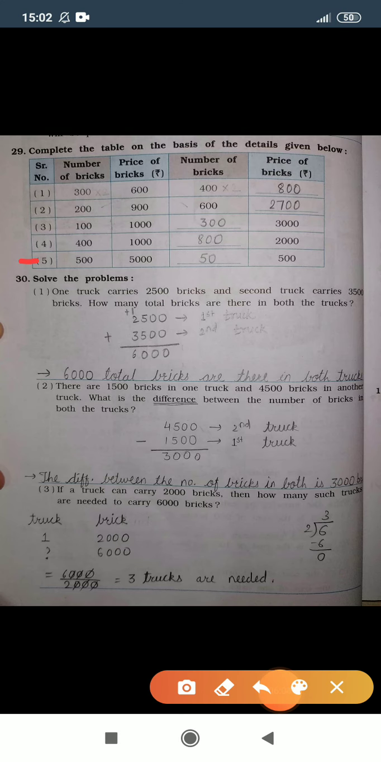Now question number 5 you need to do in your homework. You can solve as per the above methods we solved.